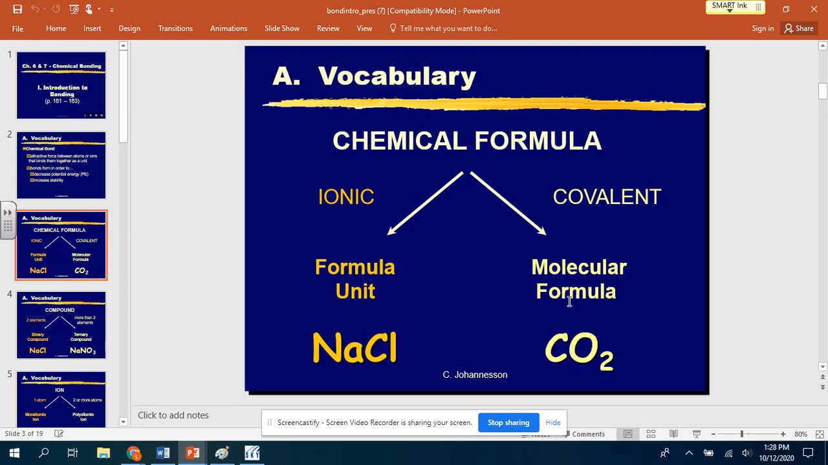So covalent compounds are a bond between two nonmetals. Carbon and oxygen are both nonmetals. And this one is ionic because it's a bond between a metal, Na, sodium, and a nonmetal, chlorine.